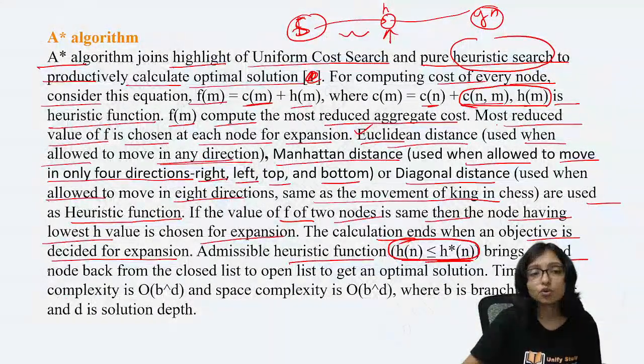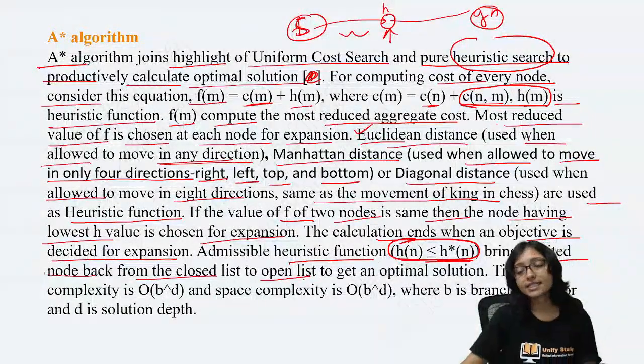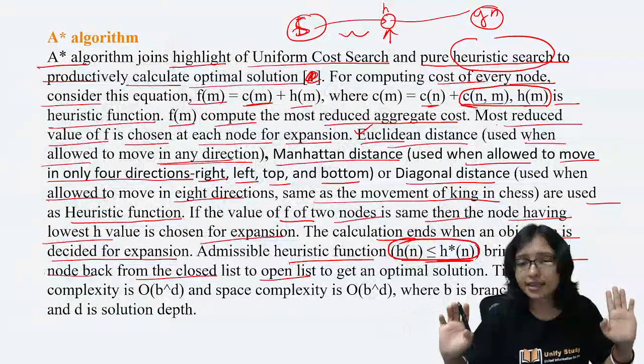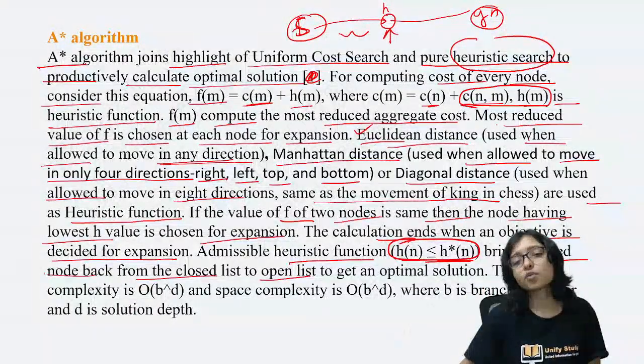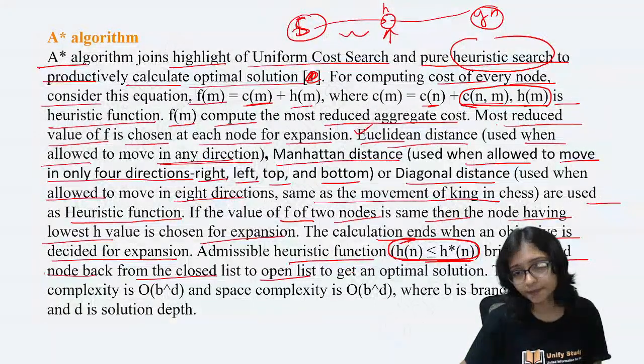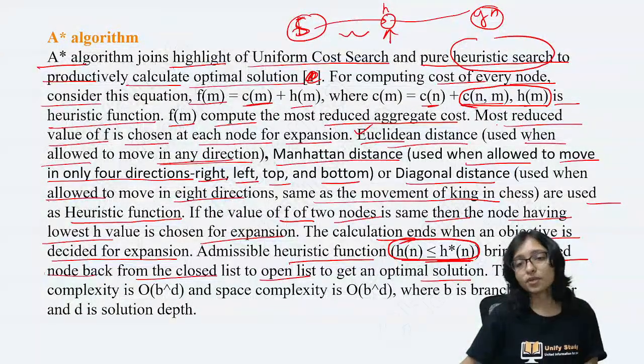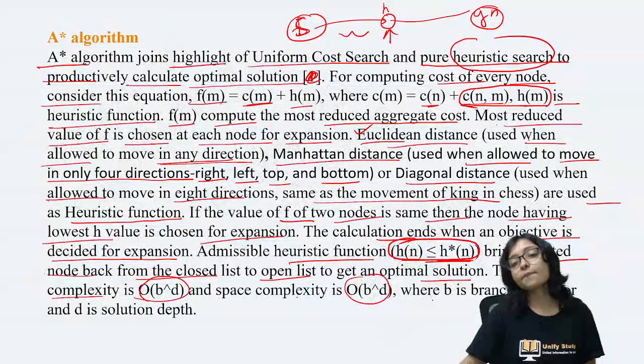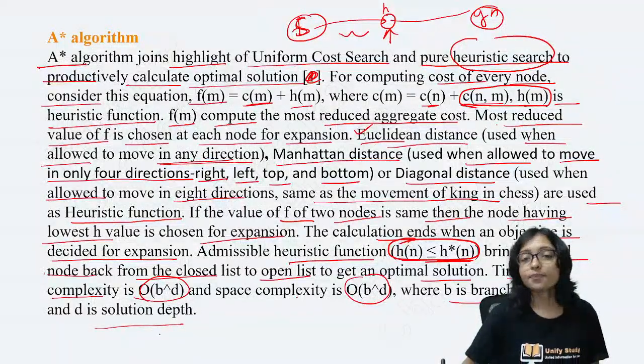Bring a visited node back from the closed list to the open list. Everywhere the concept of open and closed list is there. Here also the concept of open and closed list will be there. And we will come to the optimal solution. Time complexity will be order of b to the power d. Space complexity is also order of b to the power d, where b is the branching factor and d is the depth of the solution.